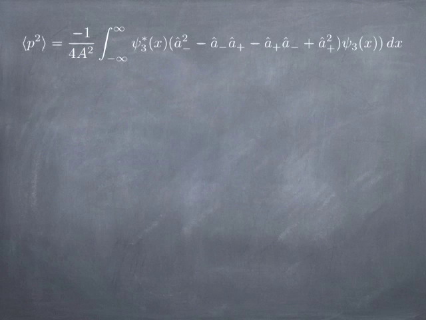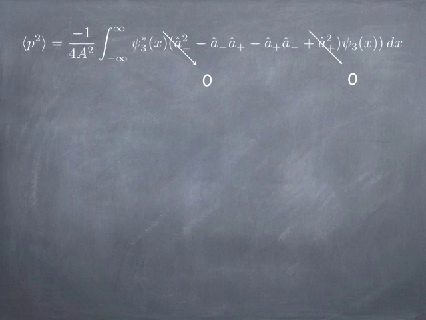And psi 3 star on psi 5 is going to be 0. So I know right away that these two terms aren't going to contribute to the result. But what about the middle terms? I've got an a minus a plus. I've got an a plus a minus. Those are going to bump me down and bump me back up. So I'll end up with a psi 3.